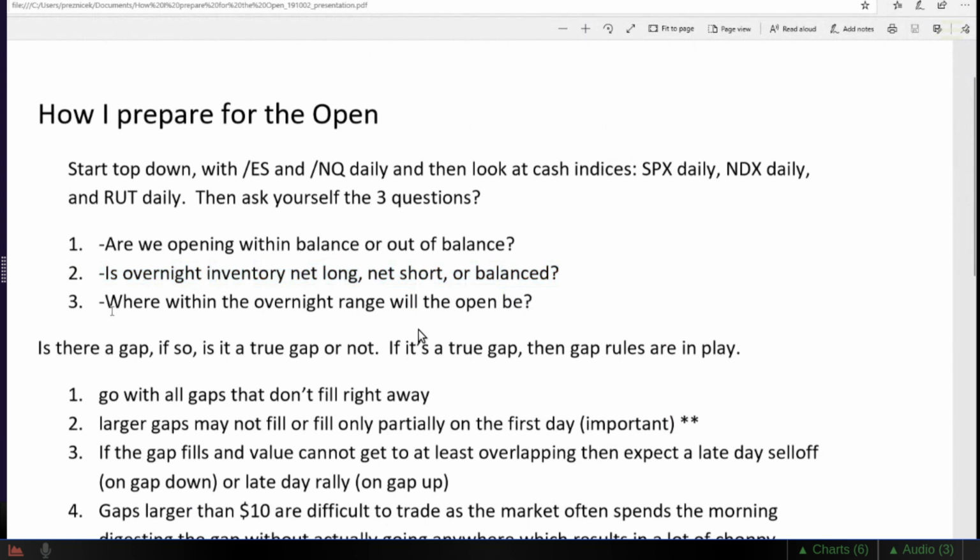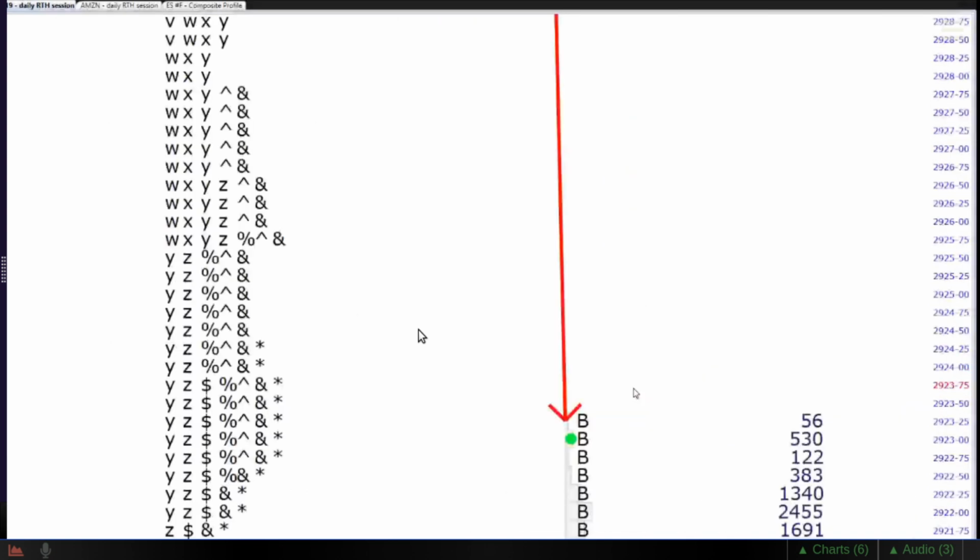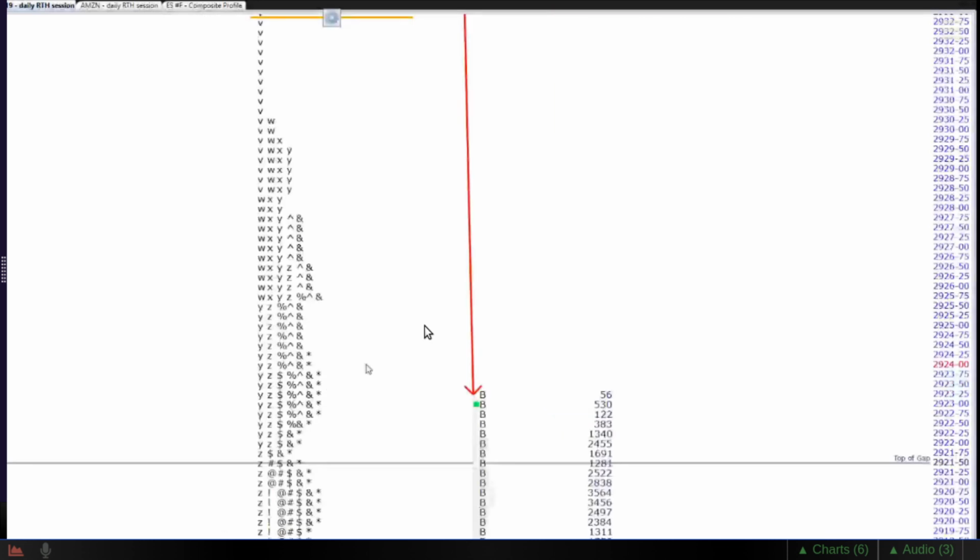Third question, where within the overnight range will the open be? So it's not a typo, I was reading that wrong. Where within the overnight range will the open be? And again, we were here at the green dot. See the green dot? The green dot is today's open. This part on the left is the overnight range. So where will the open be in relation to the overnight range?